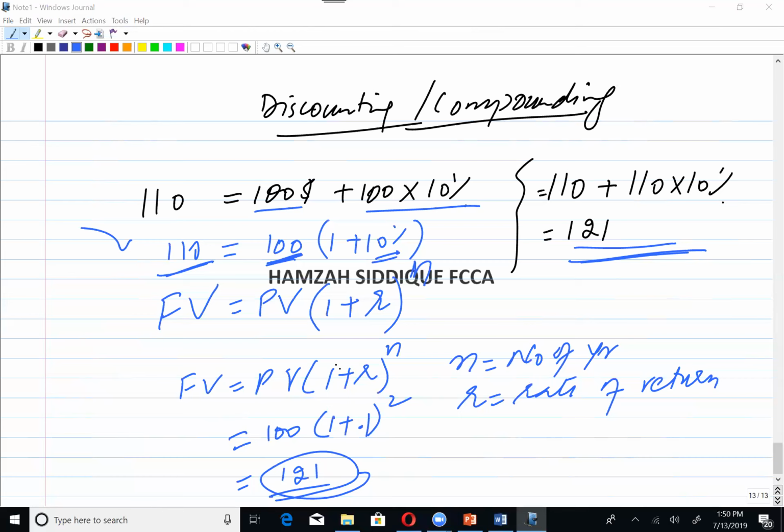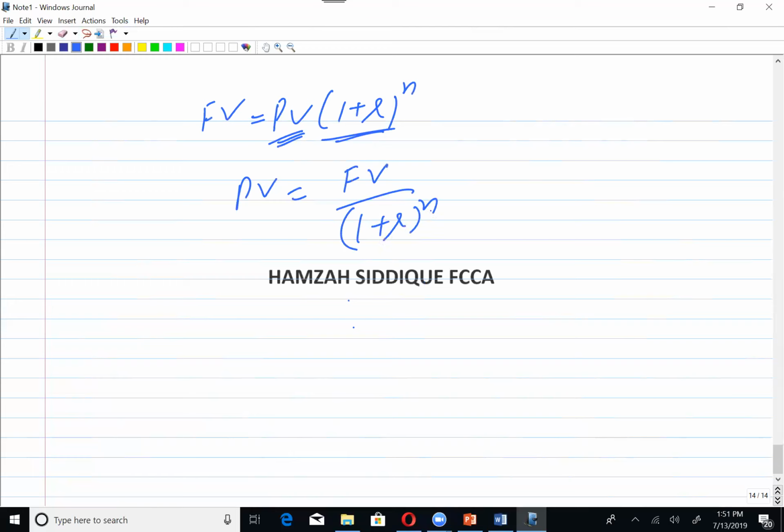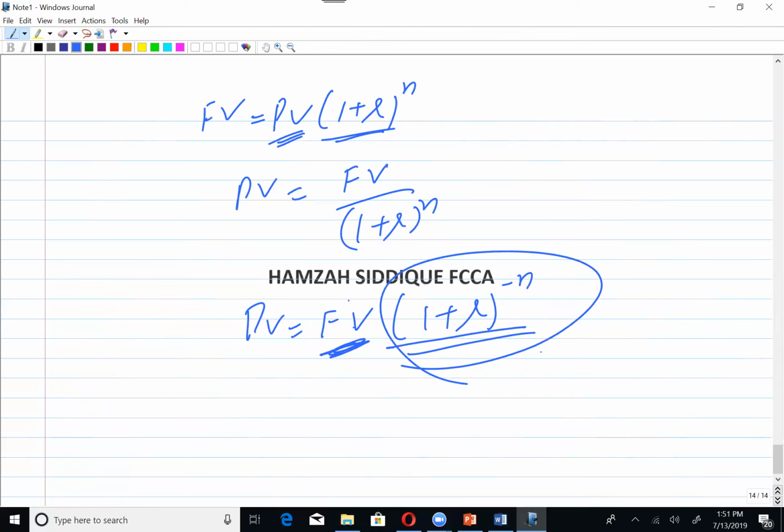Next, students, we have learned this formula that future value is equal to present value times 1 plus r raised to power of n. That we can calculate future value of any amount today. So, rearranging this, present value is equal to future value times 1 plus r raised to power minus n. If we multiply any amount with this factor, we will get its today's value, present value.